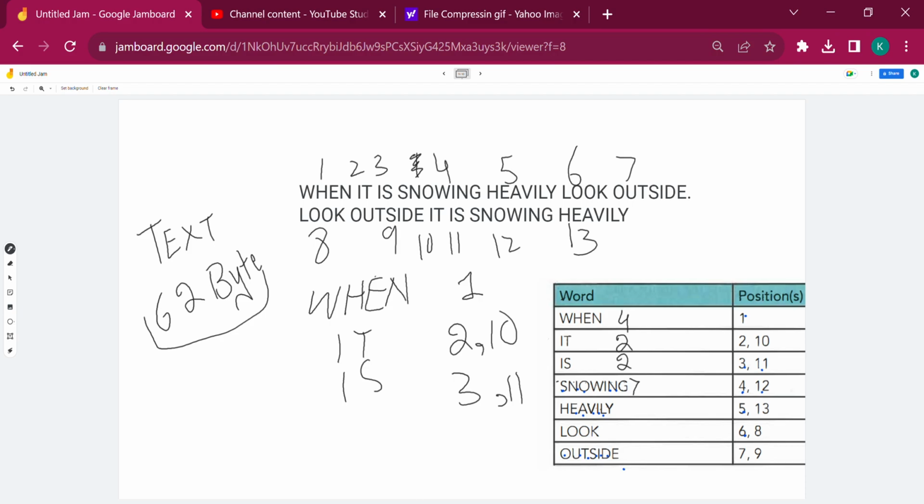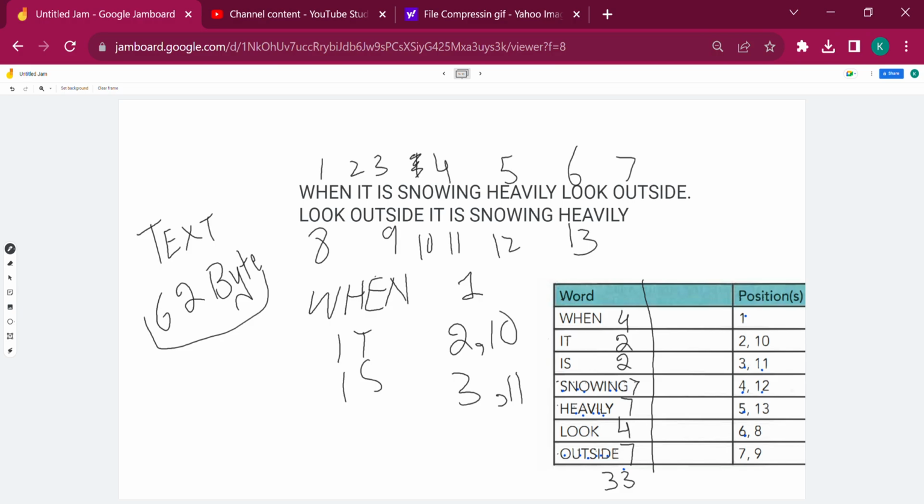1, 2, 3, 4, 5, 6, 7. 7 we need here. Then 4. 1, 2, 3, 4, 5, 6, 7. 7 characters, 7 bytes I require for these characters. So altogether it makes 6, 8, 15, 22, 26, 7 and 33. So 33 bytes are required for storing the text.